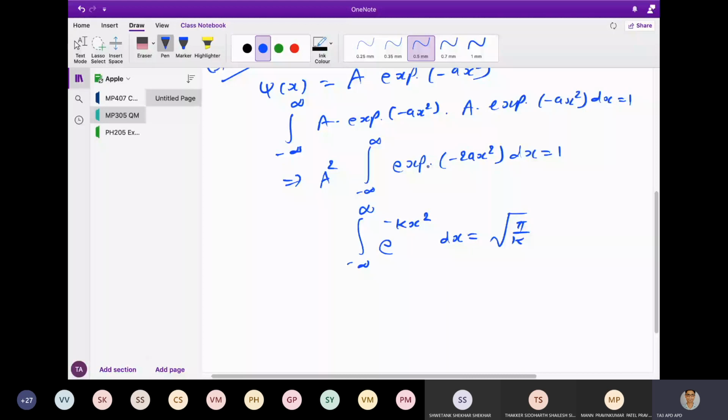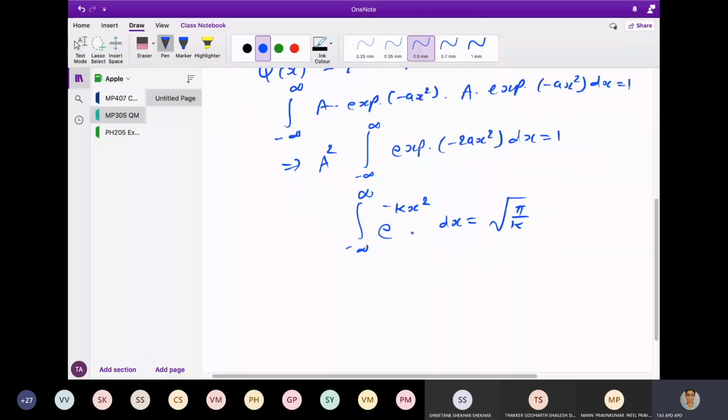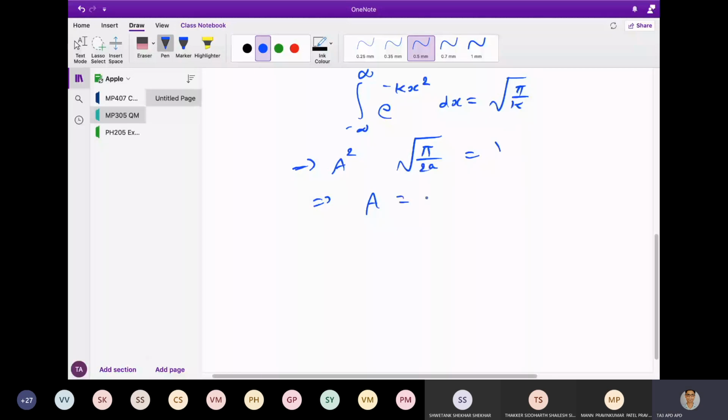Considering that this is not that complex an example, it may be something like a 2 marks question. That is a very short question, and in that sense, you simply plug in the value of this integral. So the value of that integral is going to be equal to A squared under root of pi by 2a, equal to 1. So this should give you A equal to (2a upon pi) whole raised to 1 by 4.